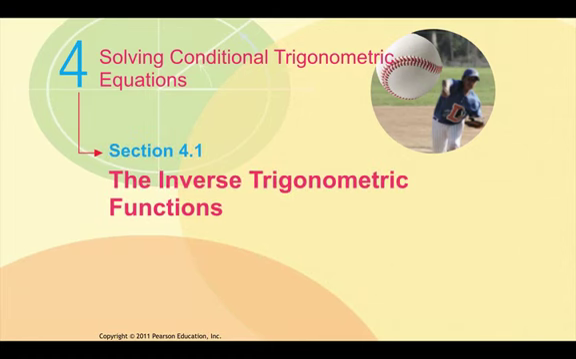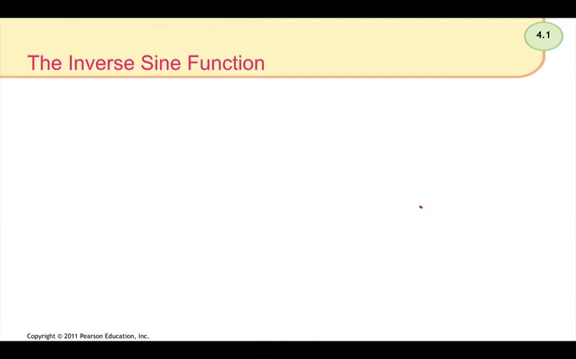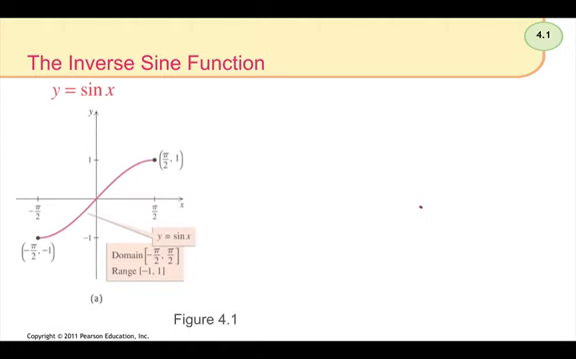This is section 4.1, the inverse trigonometric functions. So let's look at this slide. First, let's consider the graph of y equals sine of x, and I'm only going to look at a chunk of the graph y equals sine of x, from negative pi over 2 to positive pi over 2, and look at this range that I'm considering as well. And what I'm going to do is generate the graph of inverse sine.